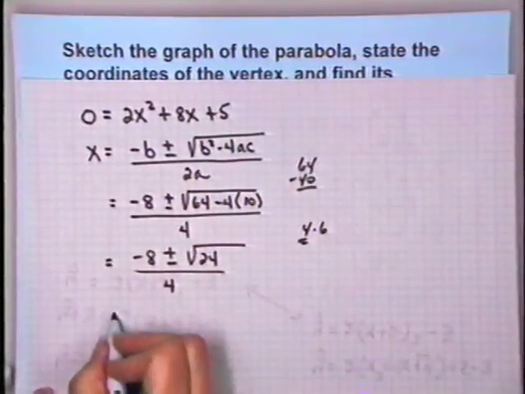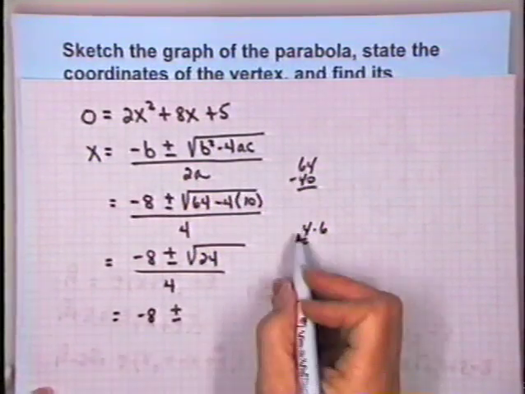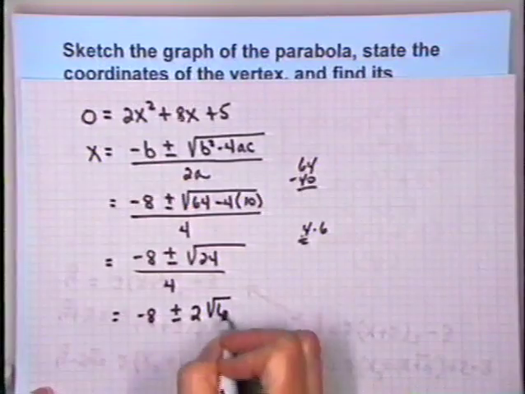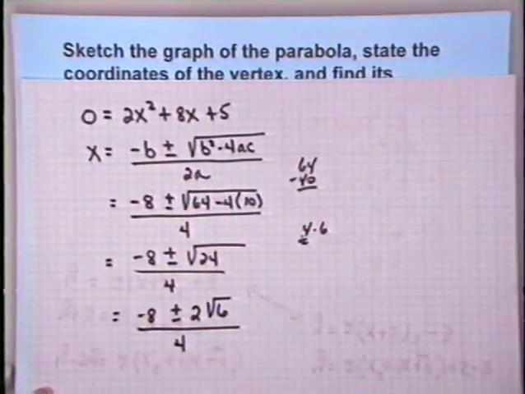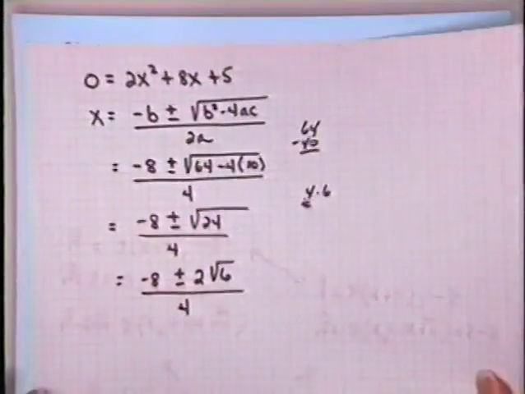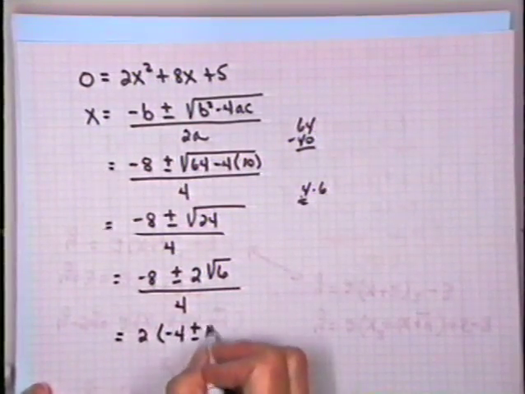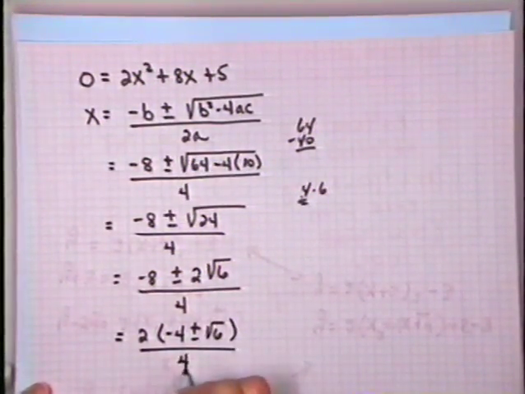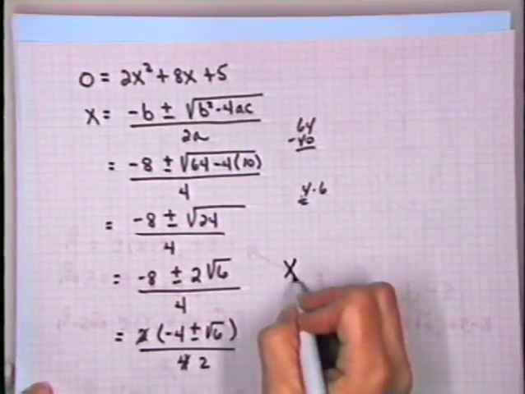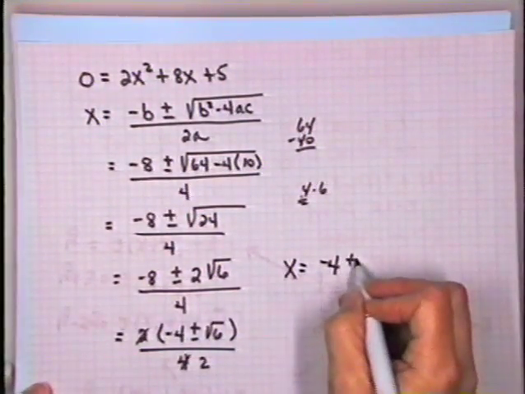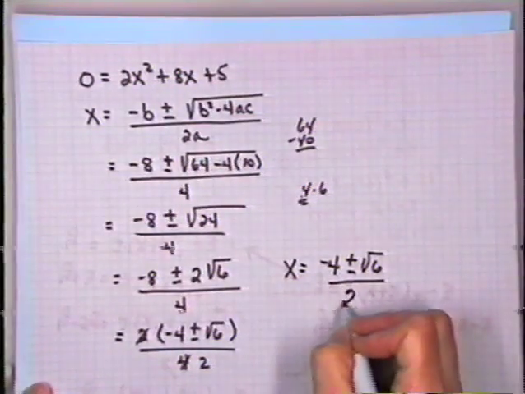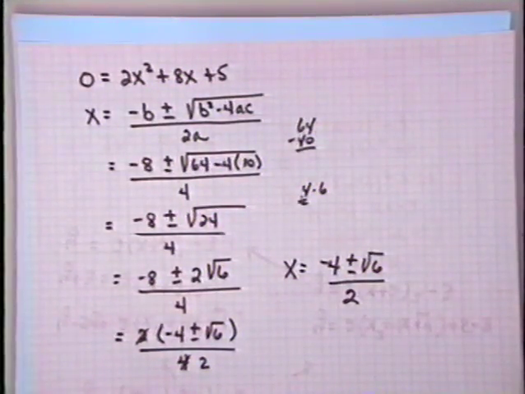Okay, let me slide this up. So I will have negative 8 plus or minus the square root of 4, which is 2, and I'll have that 6 still under the radical, over 4. And then I can do one more step. I can factor a 2 out: negative 4 plus or minus the square root of 6, over 4. And then we can reduce, can't we? The 2 will cancel now. And my final form: x equals negative 4 plus or minus the square root of 6 over 2. Now, that process you should already be familiar with. You've done that before. But it did take us a while, didn't it, to work through that.